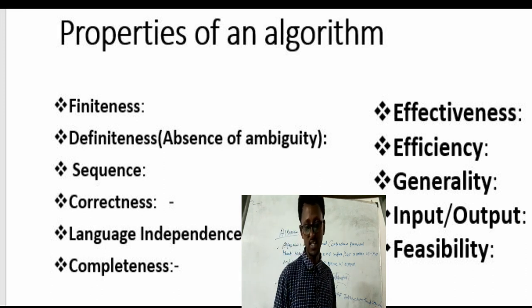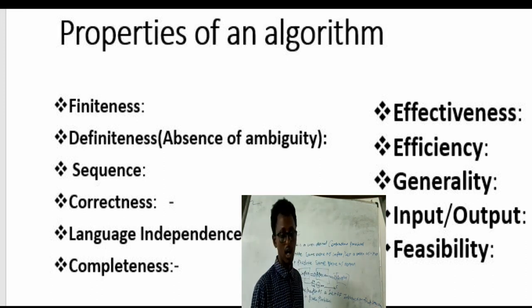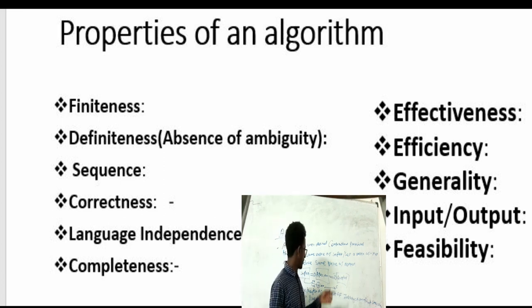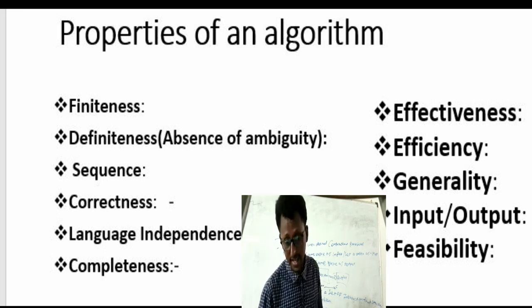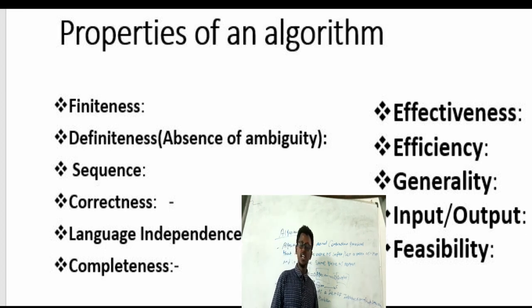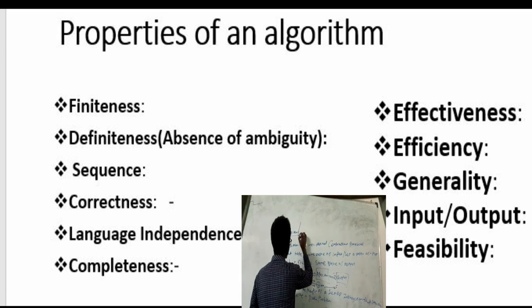Then the next one is completeness. It must solve the problem completely, not partially. The designed algorithm should solve a problem completely, not partially, not with a remainder. Have you got me? So it should be complete. Then the next ones are effectiveness, efficiency, generality, input, output, and feasibility. These are some properties of an algorithm that we use to decide whether the designed algorithm is good or bad.